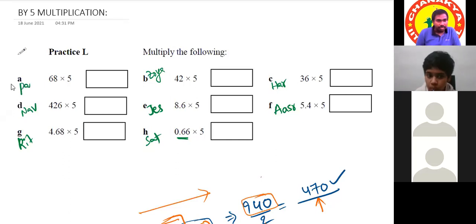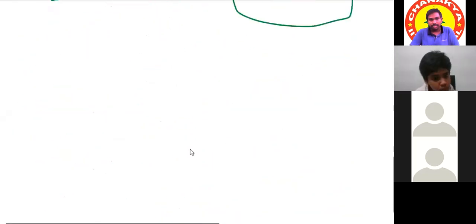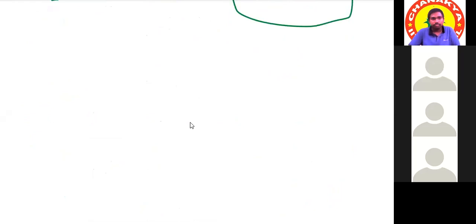Okay, see, if it is a decimal number, then how to do that? See, I'm taking any number. Just wait, after explaining this, I'll scroll up. See, 87.8 into 5.